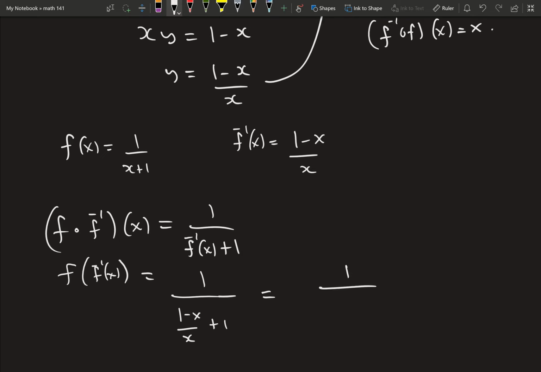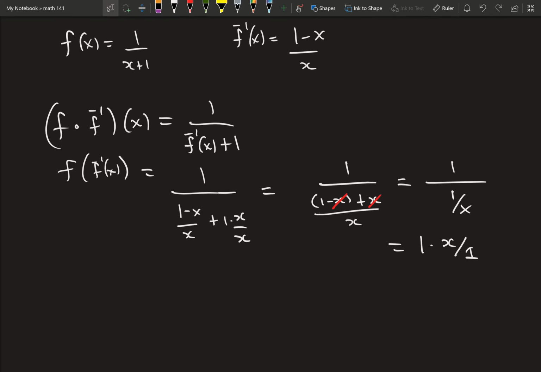So how do we do that? Well, we have a common denominator of x. For this function, we have 1 minus x. For the 1, you can think of multiplying the top and the bottom by x. So we get plus x over here. And notice here that the left function is 1 minus x over x. The right function is x over x, which is equal to 1. So this is equal to 1 divided by, well, the negative x and the positive x cancel. And hence we get 1 over x. If you divide two fractions, this is 1 times x divided by 1, which is x. So indeed, f of f inverse of x is equal to x.